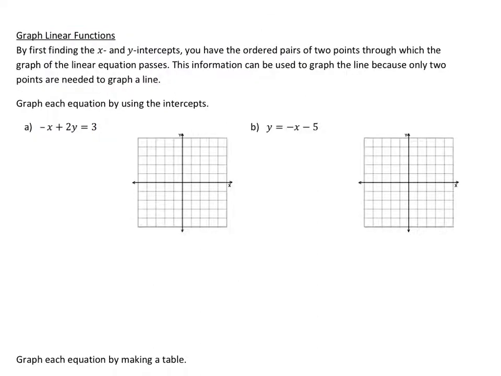All right, on the next page, graph linear functions. By first finding the x and y intercepts, you have the ordered pairs of 2 points through which the graph of a linear equation passes. Okay, so we're going to do the same thing, find the x and y intercepts, and use those then to graph the linear functions. This information can be used to graph the line because only 2 points are needed to graph a line. Now, I always tell you a minimum of 3, so that you're sure you know your slope, you're sure you know your line. However, if you're using the intercepts, you really only need 2. So if you find those correctly, that is enough.